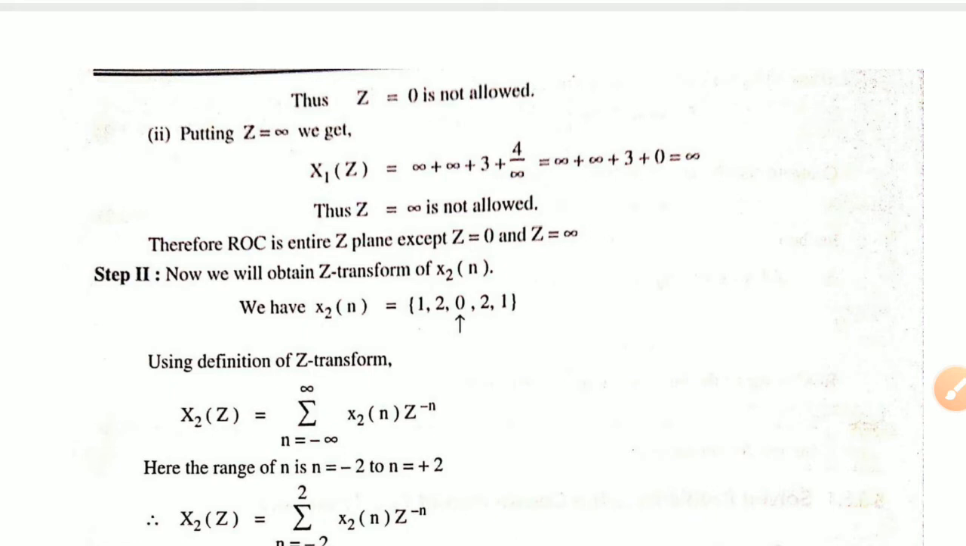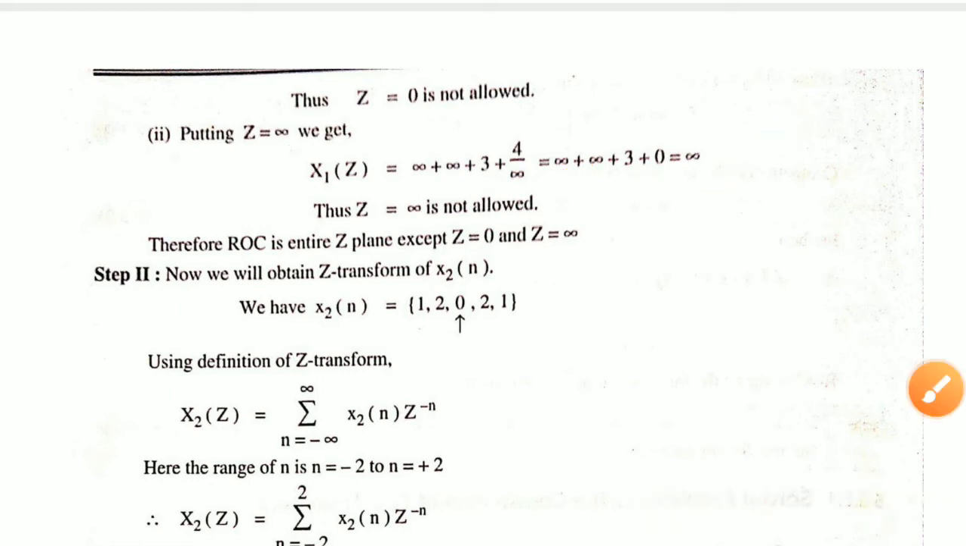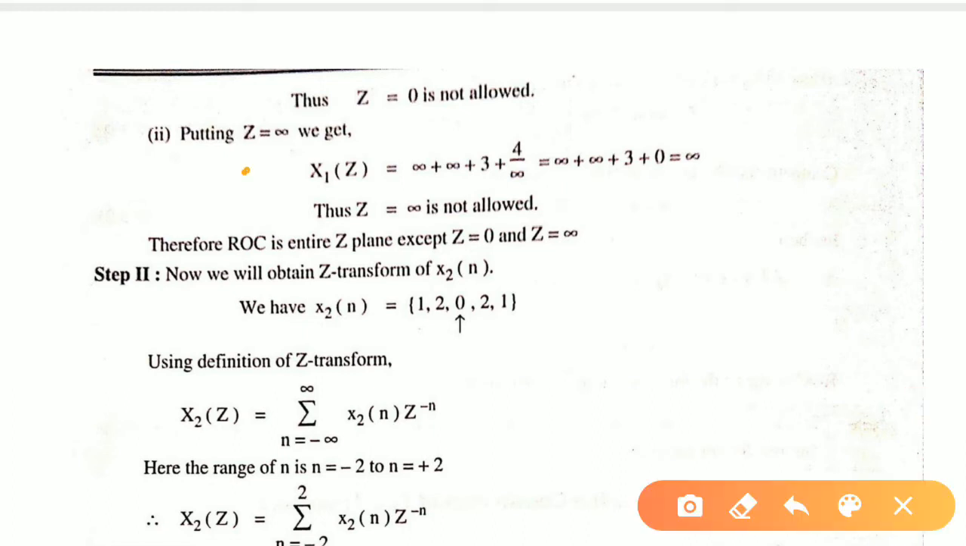Then the next step is to put z equal to infinity in the above equation. We get infinity plus 3, then 4 divided by infinity, so infinity plus 3 plus 0. Anything added to infinity becomes infinity. So again we are getting an infinite value, not a finite value, after putting z equal to infinity. So this is also not allowed. Okay, so therefore what is our final ROC?